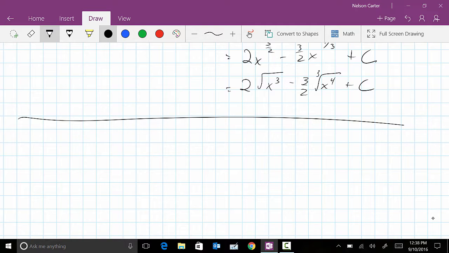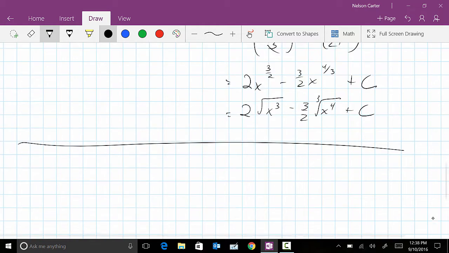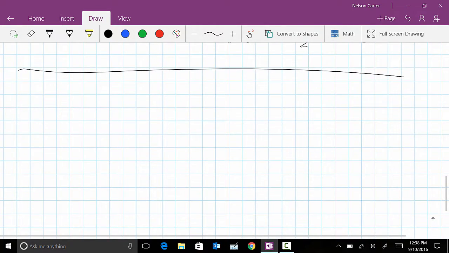Okay, let's look at some trig. Well, I'll tell you what. First, let me do a couple of rational examples. What was this last one? It was number 7. This is number 8.